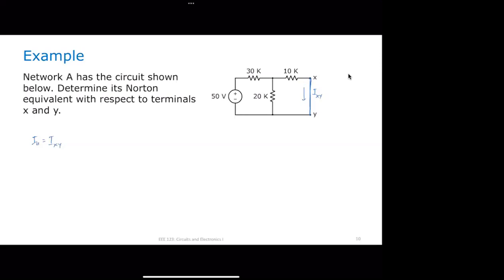First, sir, kunin po natin yung current talaga na ina-output ng voltage source, which is 50 divided by 30K. Tapos gamitan po natin siya ng current division, yung 20 and 10K. Yung nasa numerator po, yung 20K, para makuha po yung I sub XY, yung current na dumada.